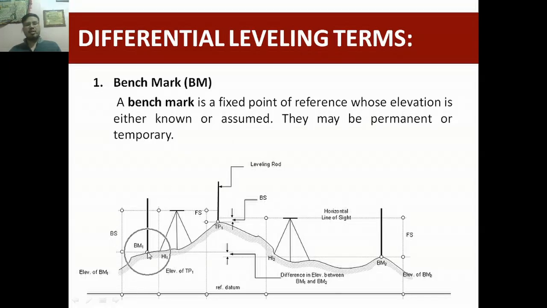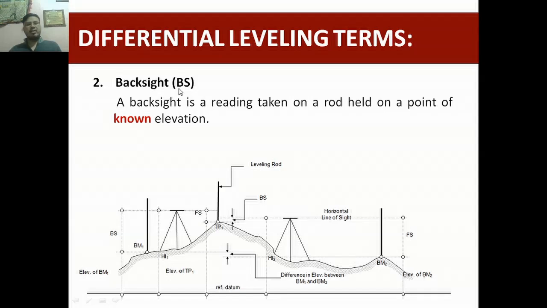Next, we have backsight, or BS. A backsight is a reading taken on a rod held on a point of known elevation. Now take note of this: it is a sight to a point which has a known elevation. So in the illustration, we have the backsight because the benchmark here has a known elevation. Even if the benchmark is in front of you, if its elevation is known, then that sight is what we call backsight.